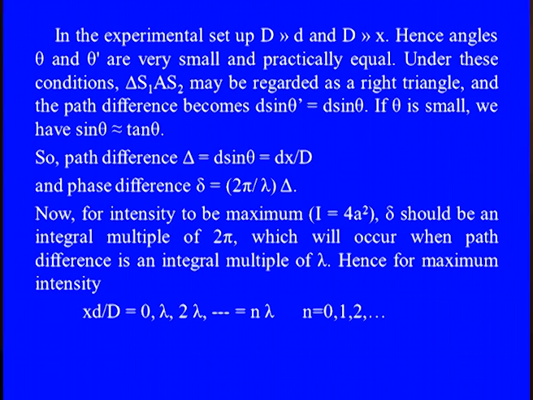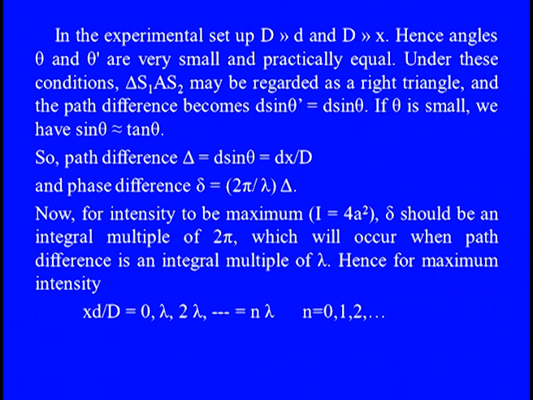In the experimental setup, capital D is much greater than small d, and capital D is much greater than x. Hence, angle theta and theta prime are very small and practically equal. Under these conditions, triangle S1 A S2 may be regarded as a right triangle, and the path difference becomes d sin theta prime, equal to d sin theta.